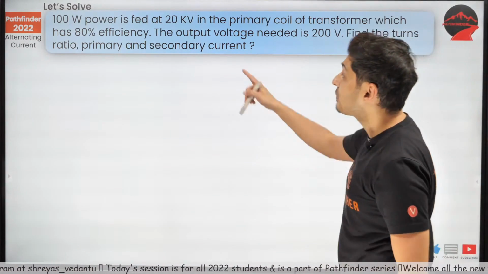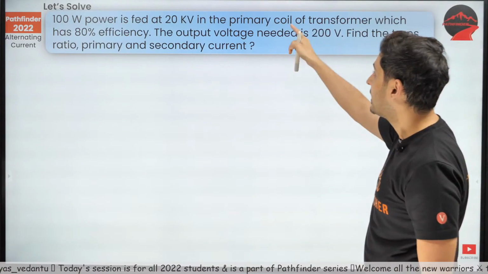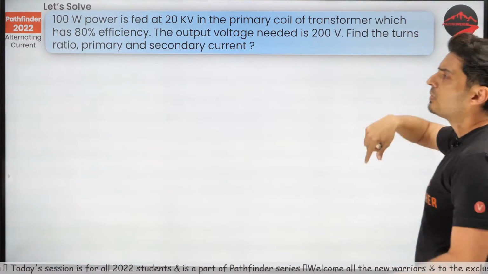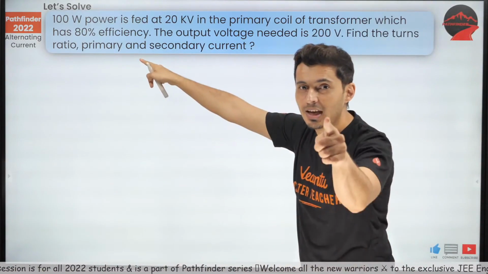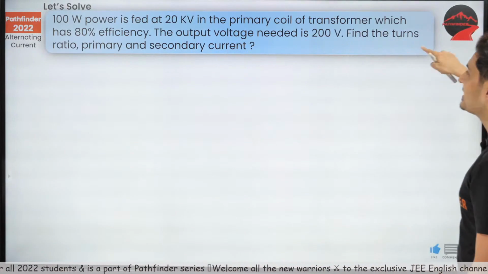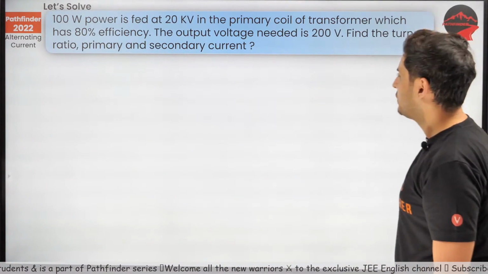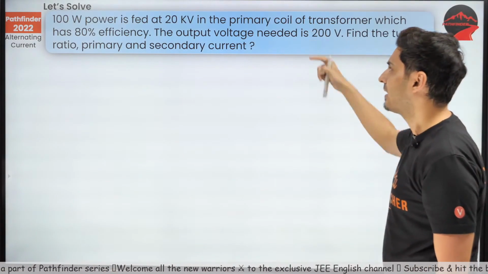100 watt power is fed at 20 kilovolt in the primary coil of a transformer which has 80% efficiency. Be careful. The output voltage needed is 200 volts. Find the turns ratio, and the primary and the secondary current.